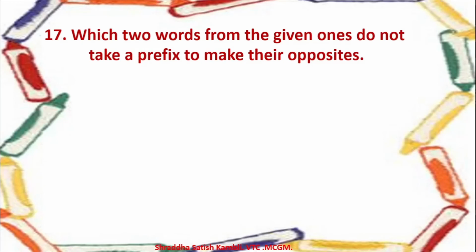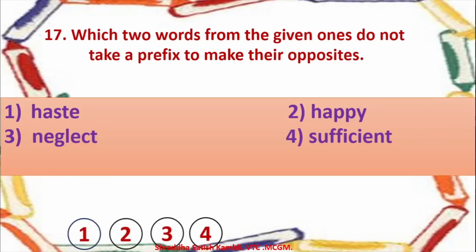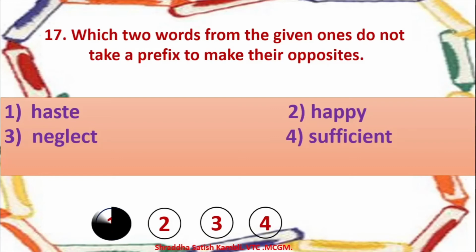Next example here. Haste, happy, neglect, insufficient. So let's see which are the answers. It is haste and neglect. Why? Because happy is unhappy, sufficient is insufficient. Whereas haste means doing something in a hurry. Haste is relaxed and neglect is attend. So that is why the first one and the third one do not take a prefix to make their opposite.